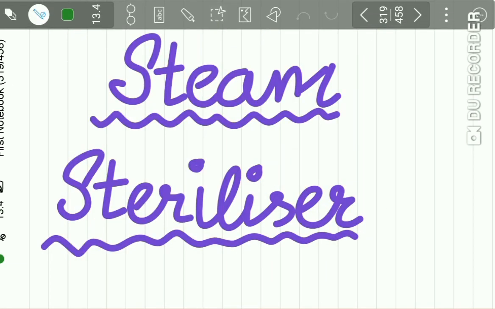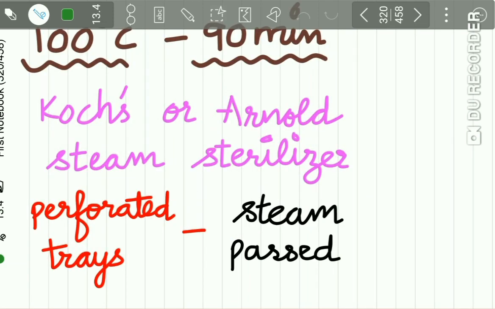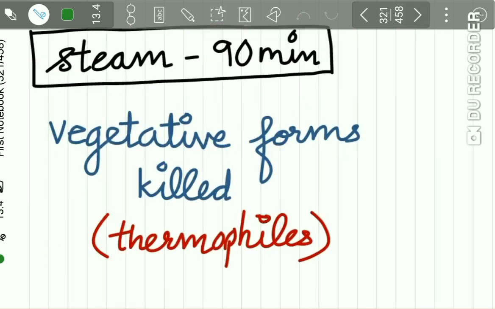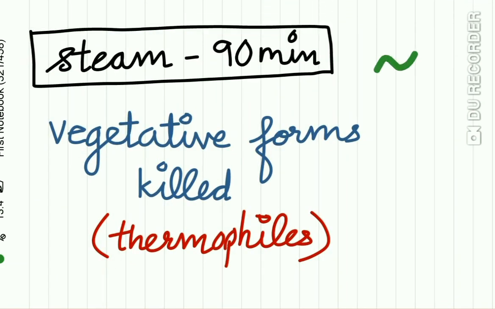Now, let us study what is the steam sterilizer. In the steam sterilizer, a temperature of 100 degrees Celsius is used for 90 minutes. The Koch or Arnold steam sterilizer is usually used for media which are decomposed at higher temperature. The articles are kept on perforated trays and the steam is allowed to pass for about 90 minutes. By this method, most of the vegetative forms are killed except the thermophiles.